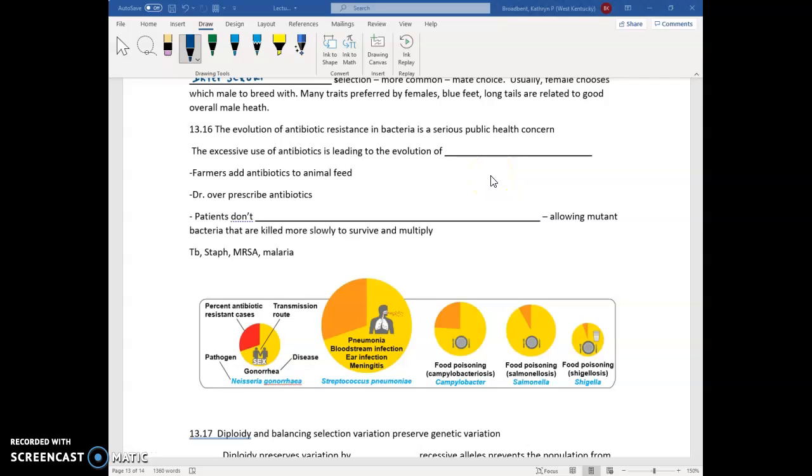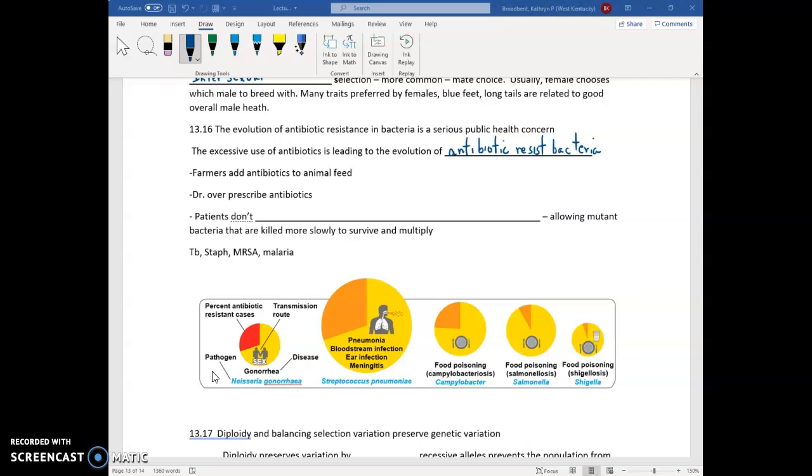The excessive use of antibiotics is leading to the evolution of antibiotic resistance in bacteria. Farmers add antibiotics to animal feed because it helps the animals gain more weight. Frequently, doctors overprescribe antibiotics as patients demand or want a treatment, sometimes for a virus for which there is no treatment.